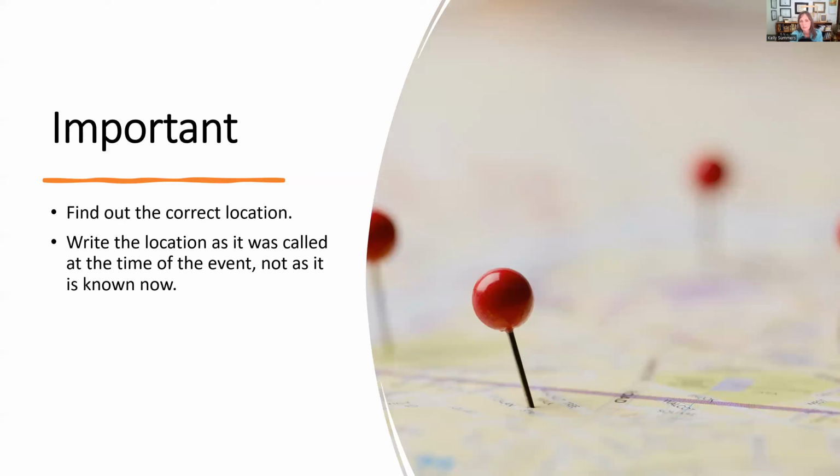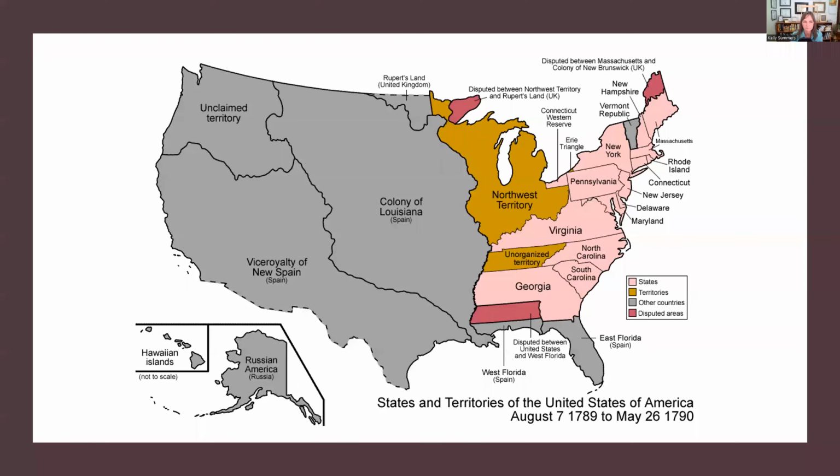So finding the correct location is really important. If we don't have the correct location, we may not be able to find the records that we need. So it's important to know the location that the events occurred at the time of the event. And so many times this will be the historical location.